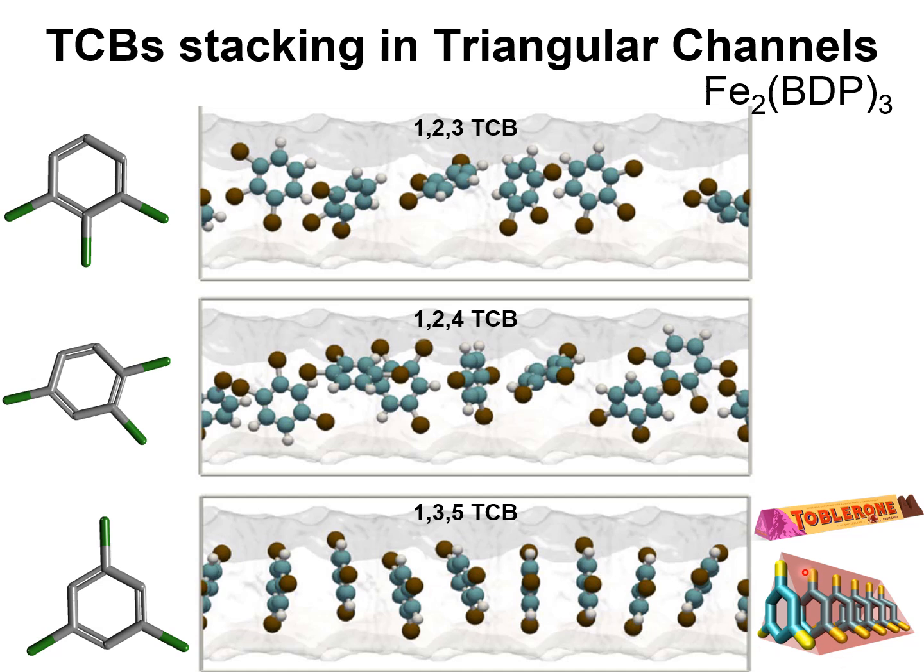Within the triangular shaped channels of Fe2(BDP)3, 1,3,5-trichlorobenzene can be separated from its isomers 1,2,3-trichlorobenzene and 1,2,4-trichlorobenzene, because the 1,3,5 isomer can stack face to face within the triangular shaped channels.